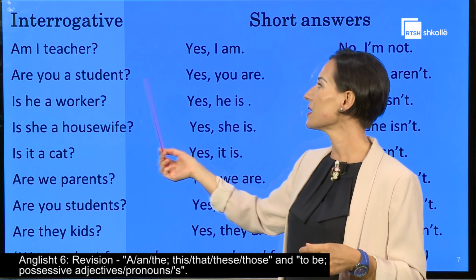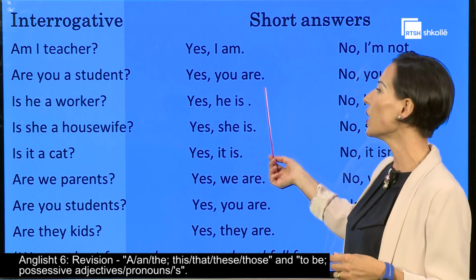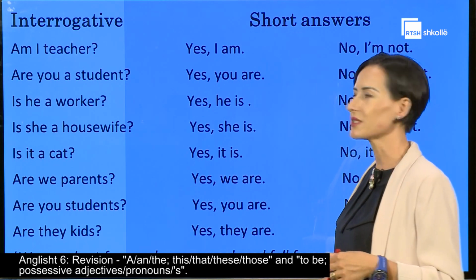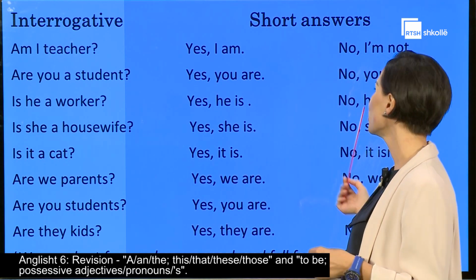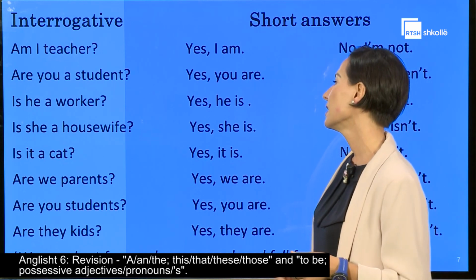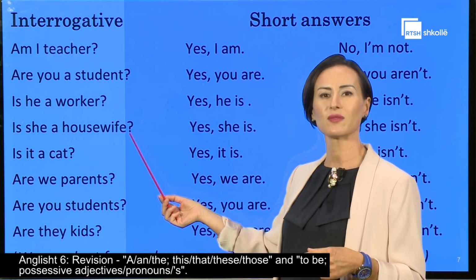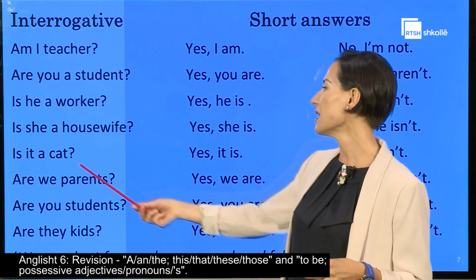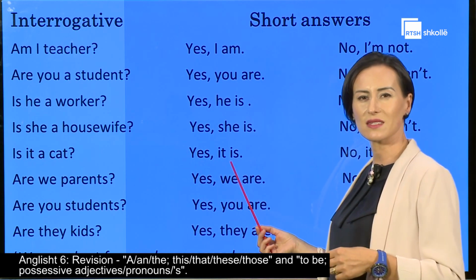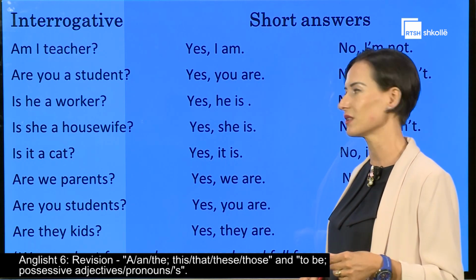Are you a student? Yes, you are. No, you aren't. Is he a worker? Yes, he is. No, he isn't. Is she a housewife? Yes, she is. No, she isn't. Is it a cat? Yes, it is. No, it isn't.